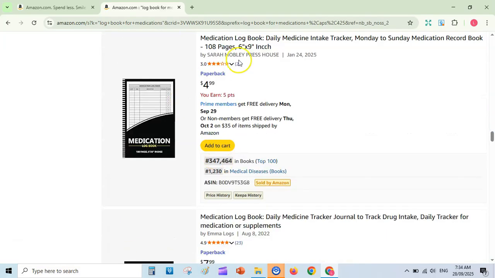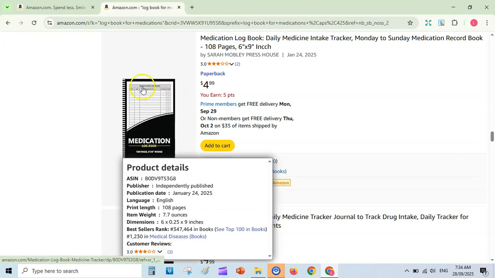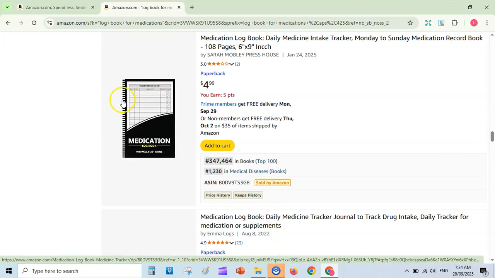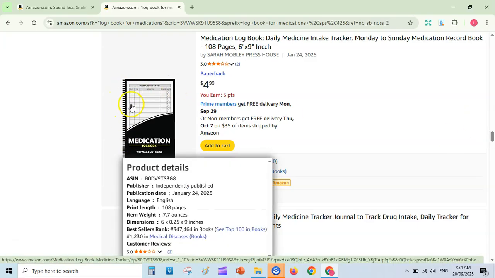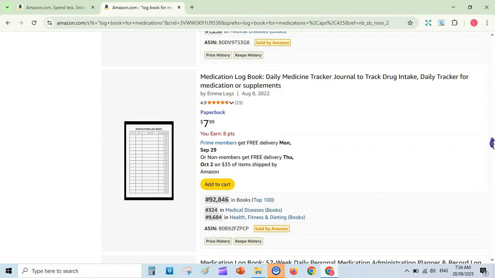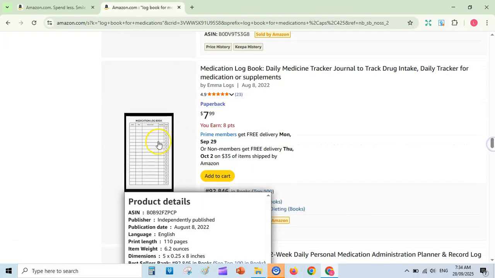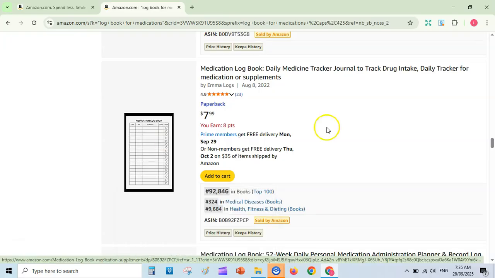Not selling. Actually, they have very negative reviews here. I think they are making a mistake here. It is not a spiral mount, but their cover feels like it. So they got negative reviews. This is selling, even though it has a very basic cover.